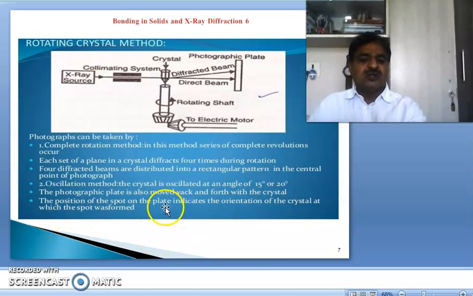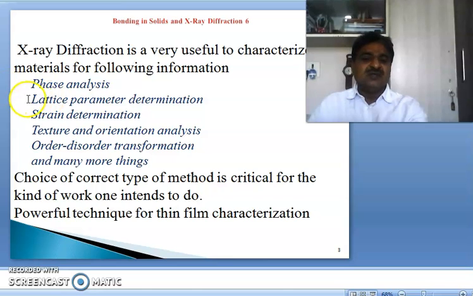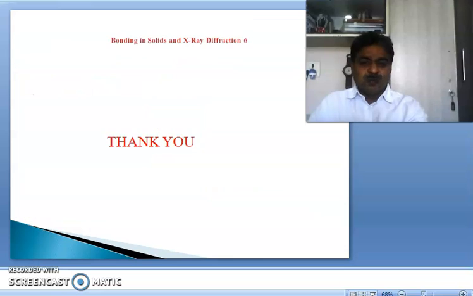The position of the spot on the plate indicates the orientation of the crystal at which the spot was formed. So in this way, by observing the photographic plate, we can analyze the nature of the crystal. We can analyze phase analysis, lattice parameters, strain determination, etc. using this rotating crystal method. Thank you.